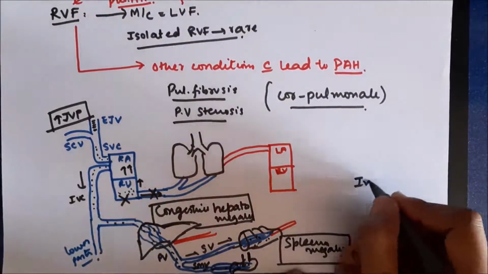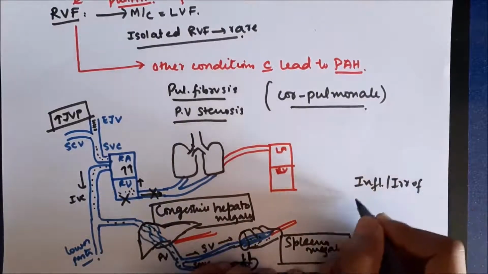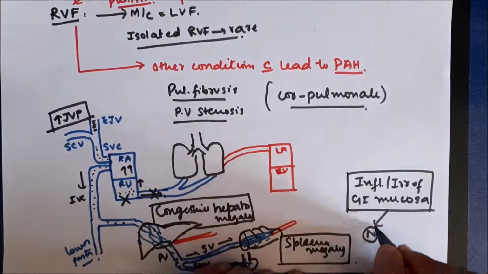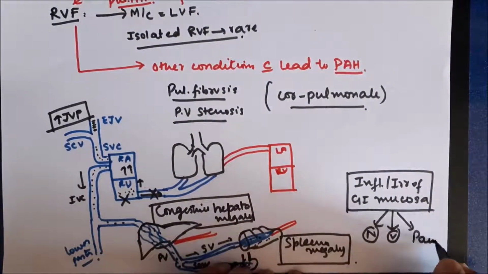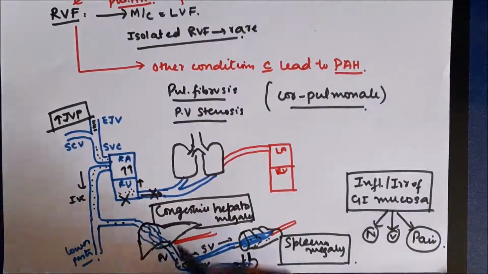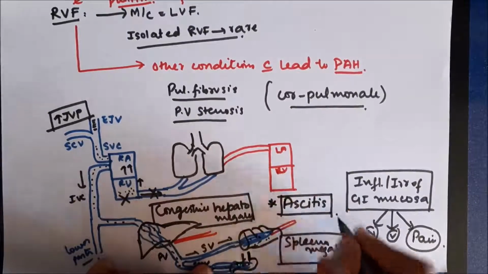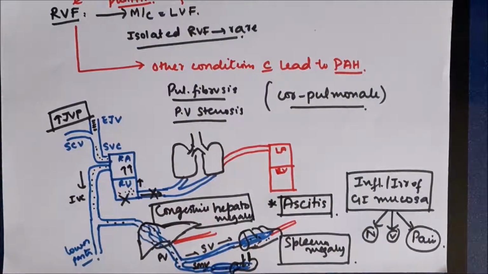Now, because of this irritation or inflammation in the GI mucosa, there will be symptoms such as nausea, vomiting, and pain in the abdomen region. These are complications which can be seen. Now, because of congestion of all these organs, there will be leakage of fluid into the peritoneal cavity, resulting in ascites.